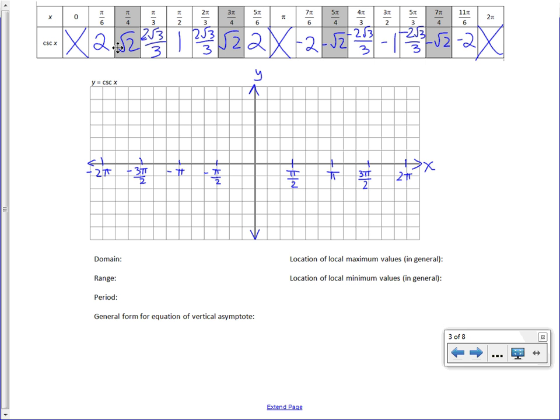X marks the spot. So where are my vertical asymptotes at? 0, pi, 2 pi. And to extend in the negatives, where would they also exist, guys? At negative pi, negative 2 pi. Bingo.